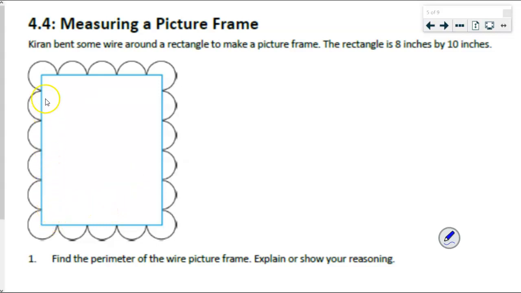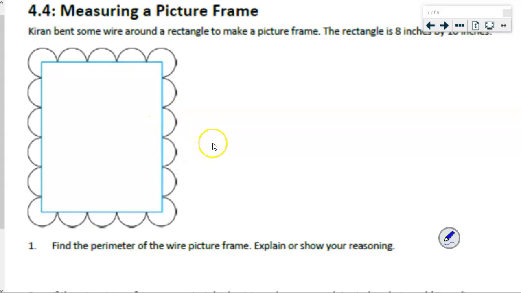So again, we have this rectangle. We know the dimensions of the rectangle. Kiran bent the wire in this shape around it to make that picture frame. We want to find the perimeter of the wire part of that picture frame. So all of this curly outside edge, we want to find out how much wire he used.